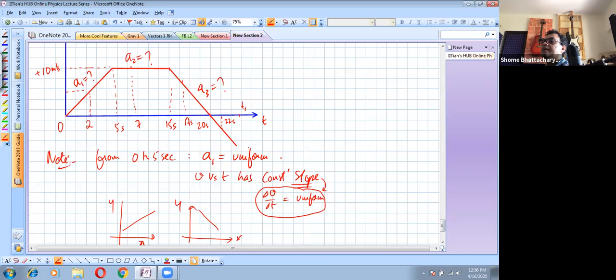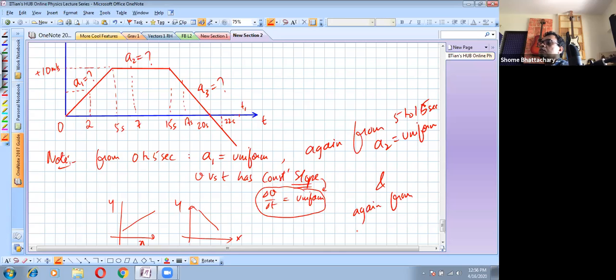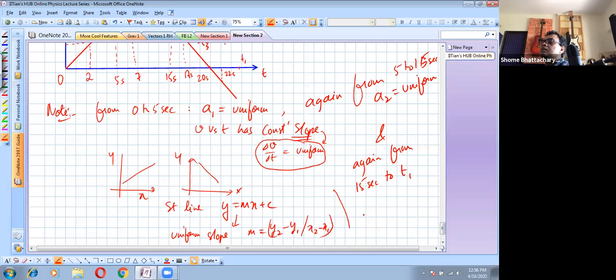Similarly, again, from 5 to 15 seconds, the acceleration a2 is uniform. And in fact, it's 0. You can see because it's a horizontal straight line. And again, from 15 seconds to whatever that t1 is, which I have not even marked how much it is, whatever the time t1 is, again the acceleration a3 is uniform.